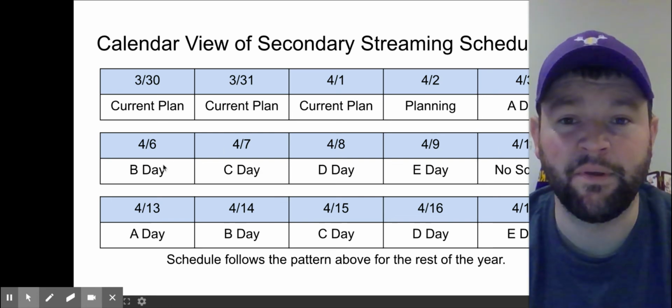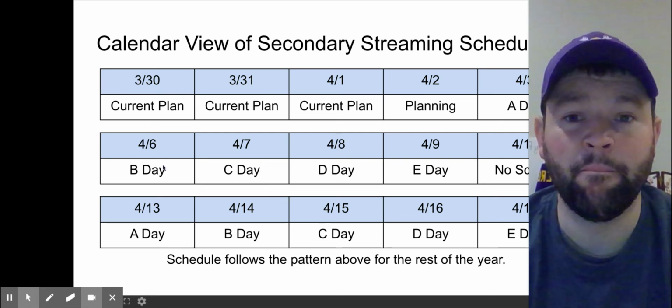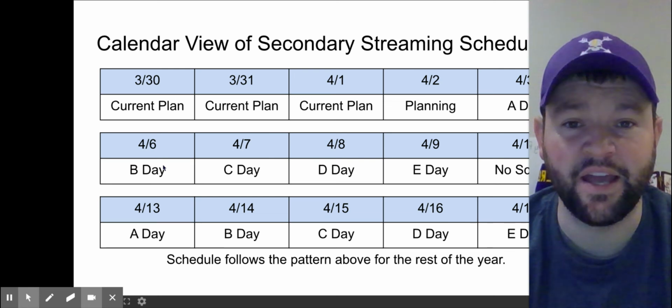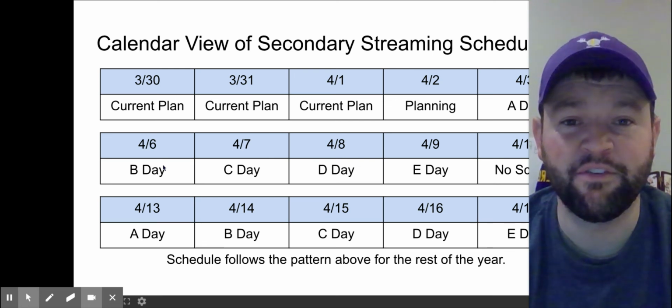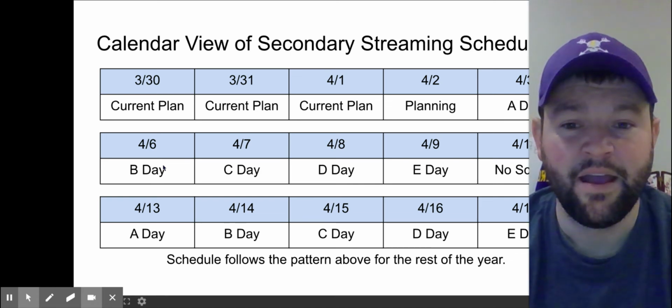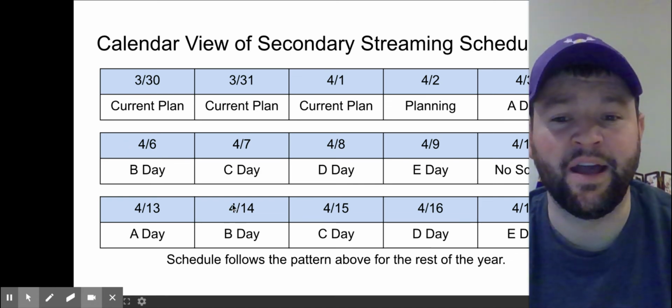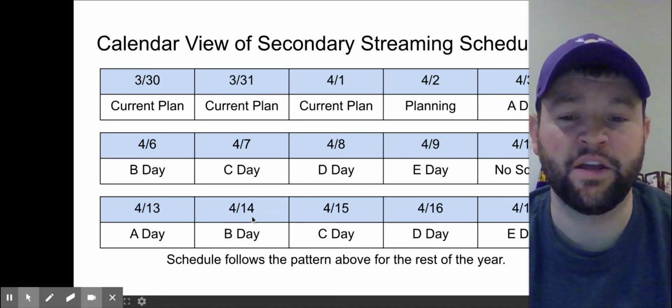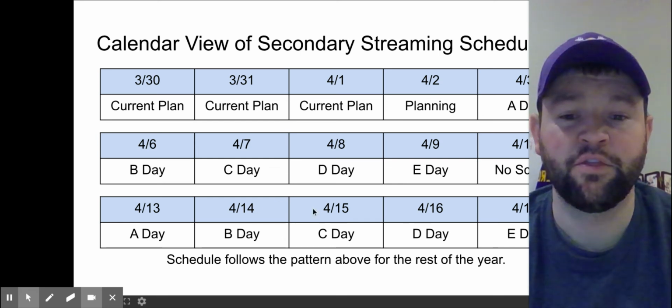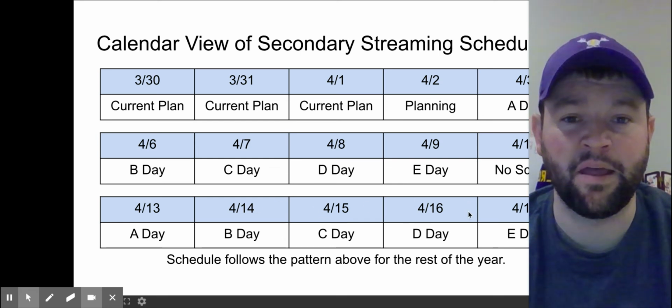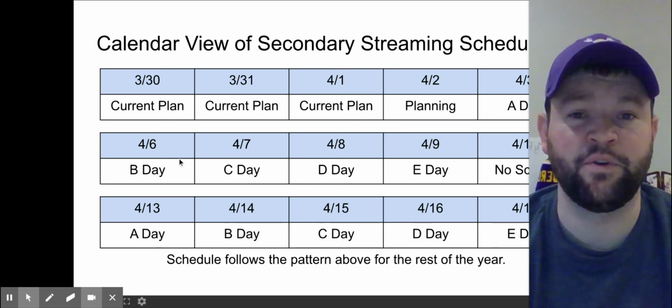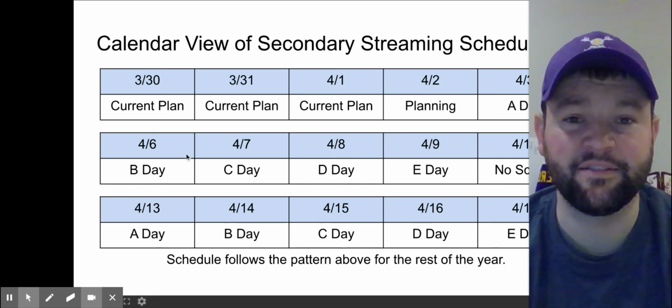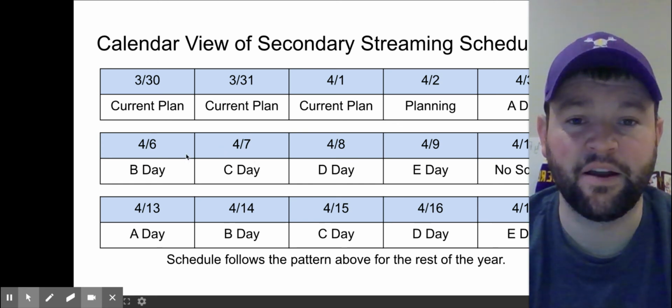So I will be streaming to second hour on Monday. I will be streaming to third hour on Tuesday. I'll be streaming to 5th and 6th hour AP classes on Wednesday. And then every week after that, it will revert back to that original schedule. So second hour will be Tuesday, third hour will be Wednesday, AP Language will be Thursday. It's just for next week, the week of April 6th, that we will have that difference.